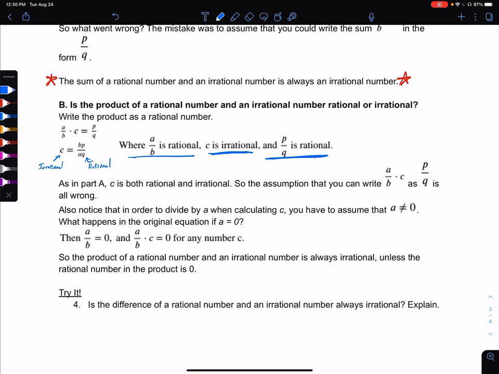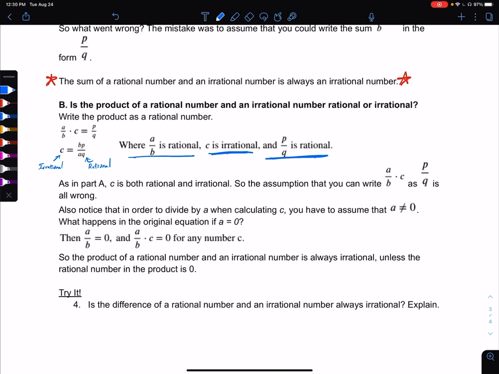We also want to notice that in order to divide by A when we're calculating C, you have to assume that A is not equal to 0. And what happens in the original equation if A is equal to 0? Well, if A is equal to 0, then A over B is equal to 0, and A over B times C would then be 0 for any number C. So we can't have that. Again, keep that in the back of your mind.